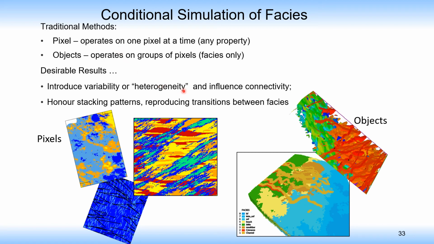And so we're really after that architecture, the heterogeneity at the facies level. And this really does influence connectivity and flow in our models and what's our producible pay volume. So we want to honor stacking patterns and reproduce transitions between facies. So here, objects are very appealing because in very sparse well cases, you can embed some connectivity concepts. And with pixels, there's a lot more control now in getting these shapes.